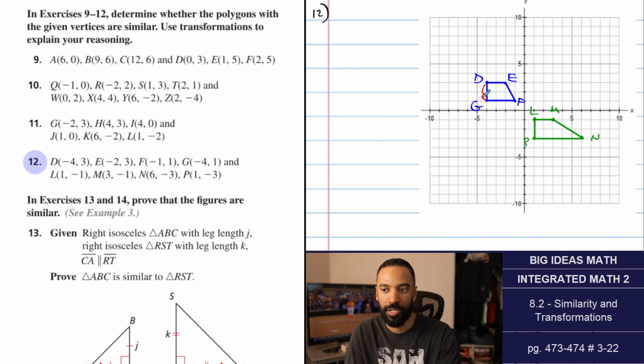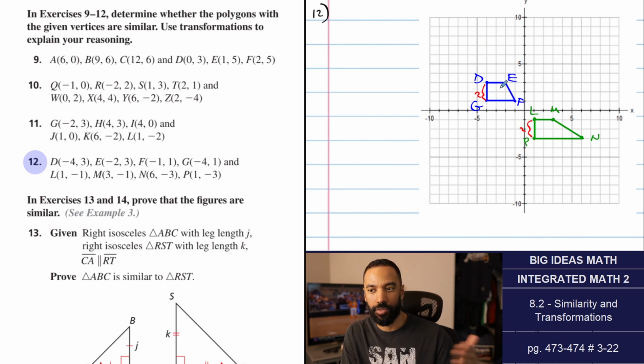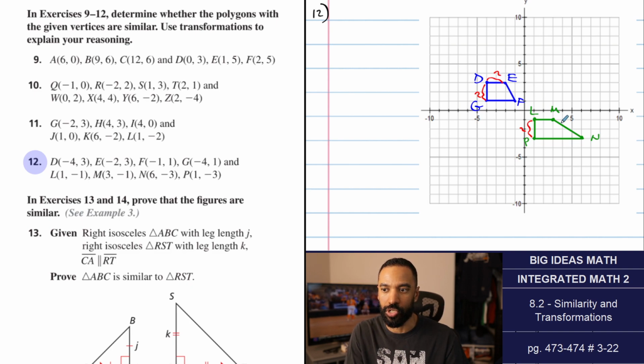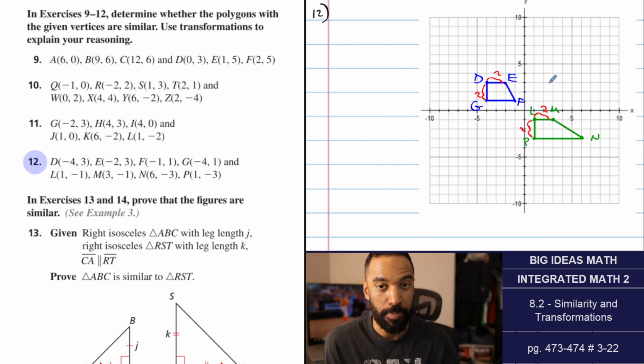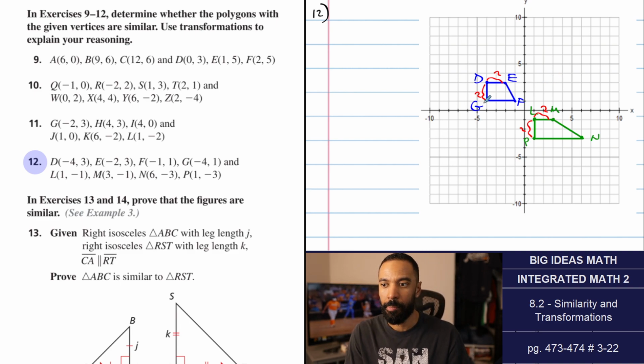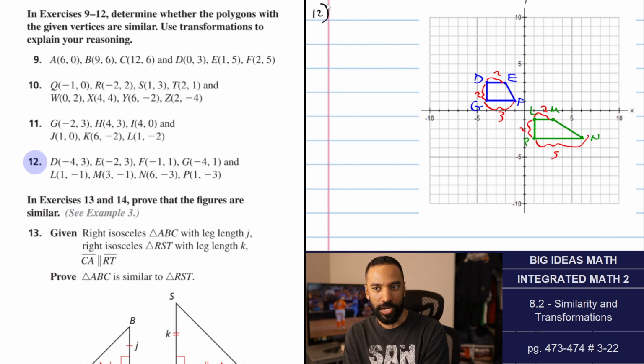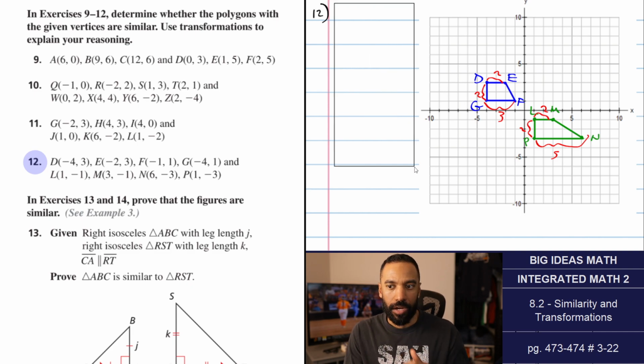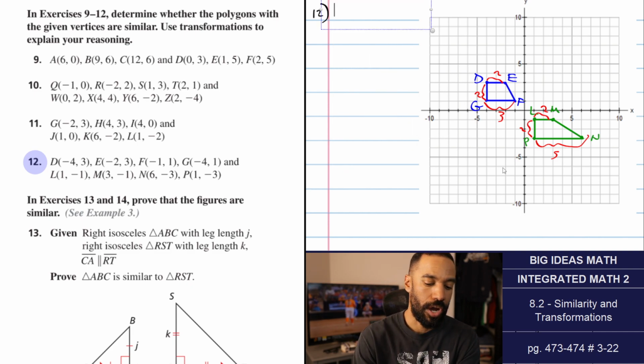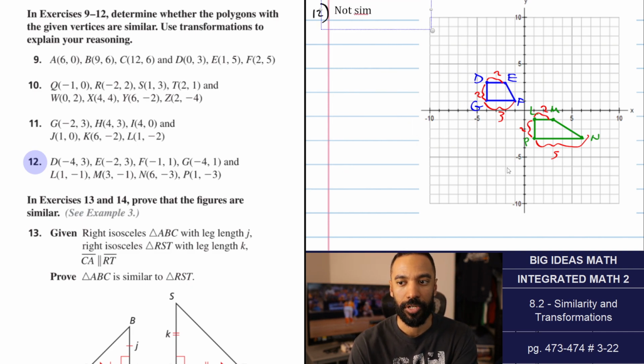This is 2. This is 2. So 2 and 2, and this is 2, this is 2. No change in scale factor. These figures should, I guess, be congruent for all intents and purposes. But suddenly this is 3, and this is 5. Scale factor's changed. Our scale factor is not consistent. No, not similar, as there is not a consistent scale factor.